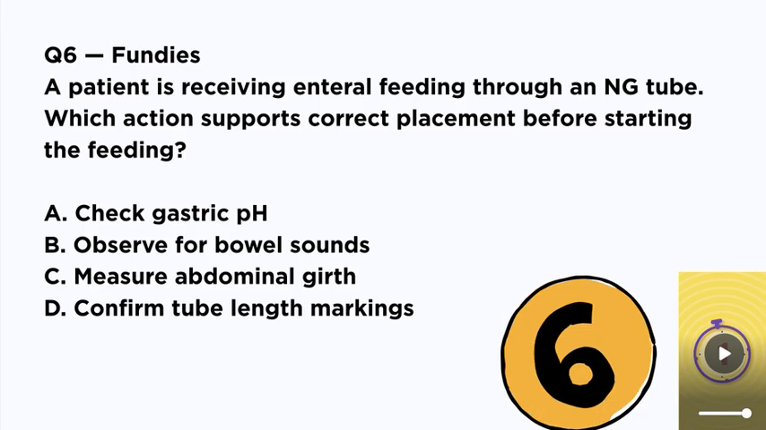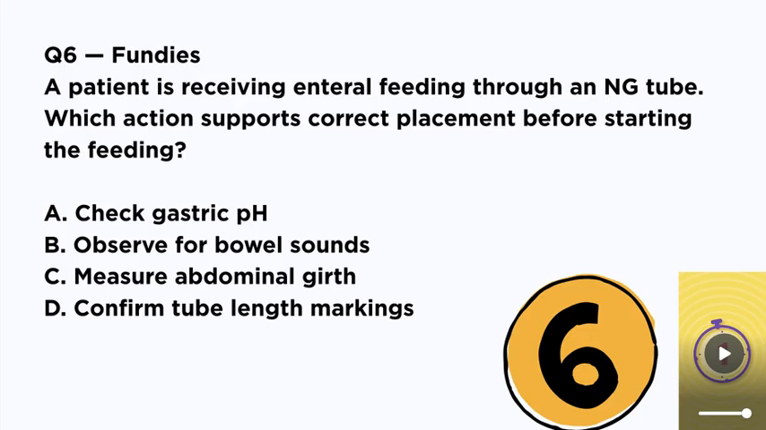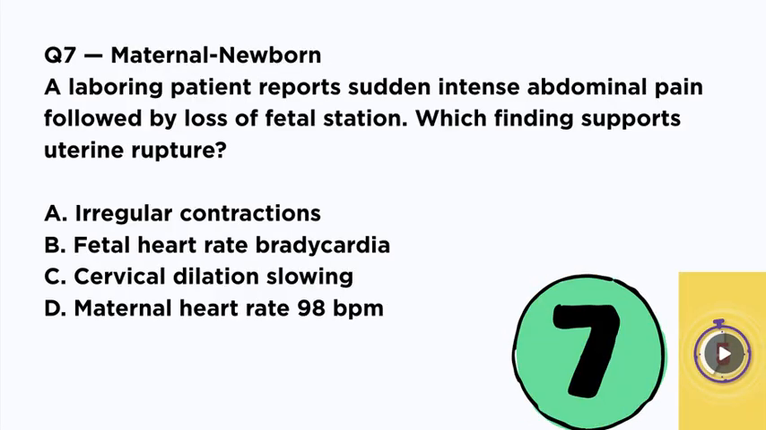Correct answer for question number 6 is letter A. Gastric pH verifies the tube is in the stomach. It is the safest bedside method that we could use. Question number 7. Go to maternal newborn.